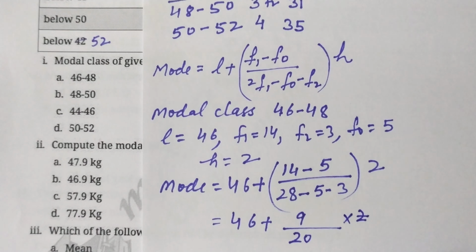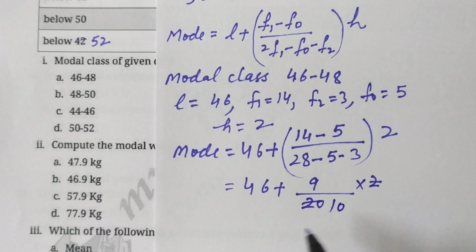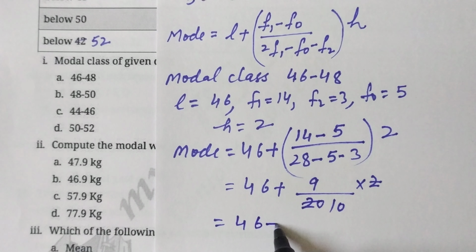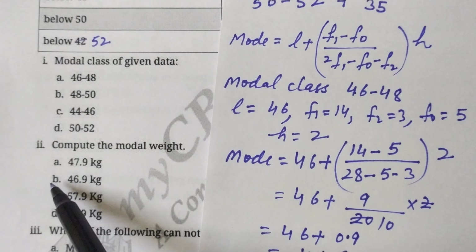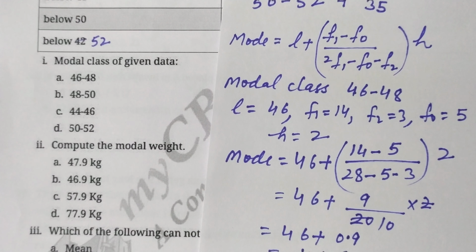So 2 is cancelled with this 20, 10. So 46 plus 9 over 10. 9 over 10 is 0.9. So 46.9 is the mode of this. So 46.9, B option is correct here.